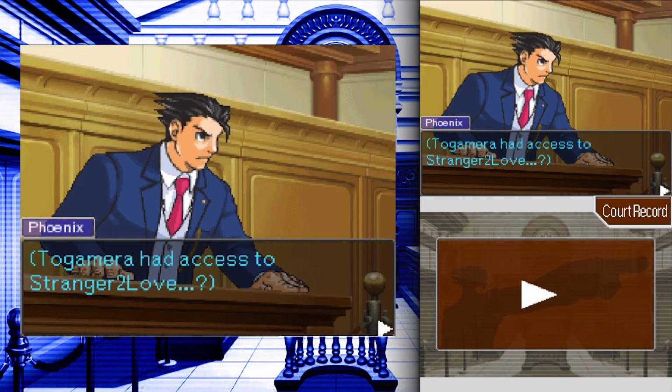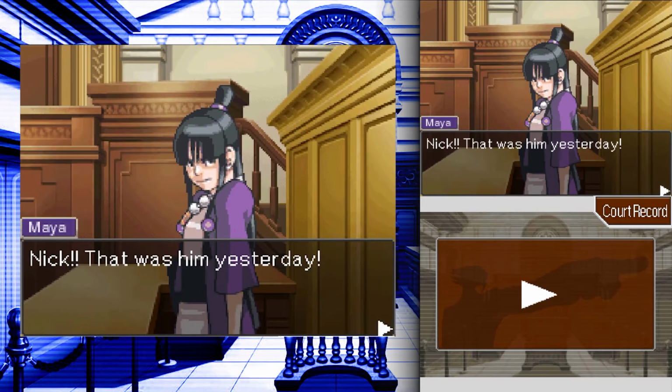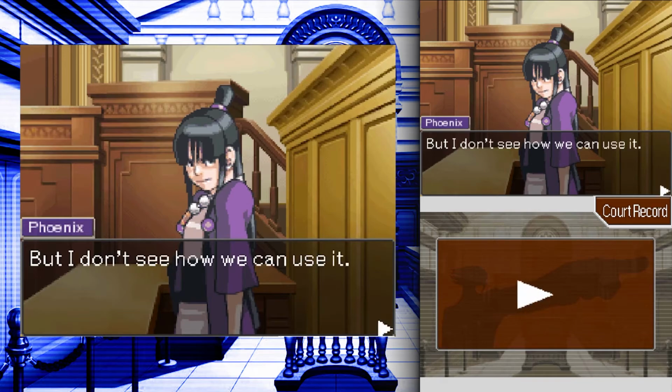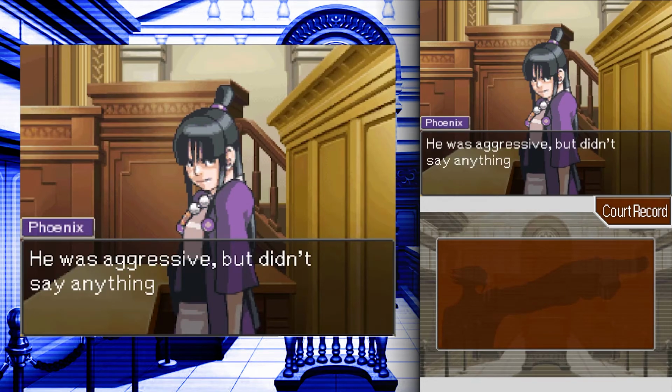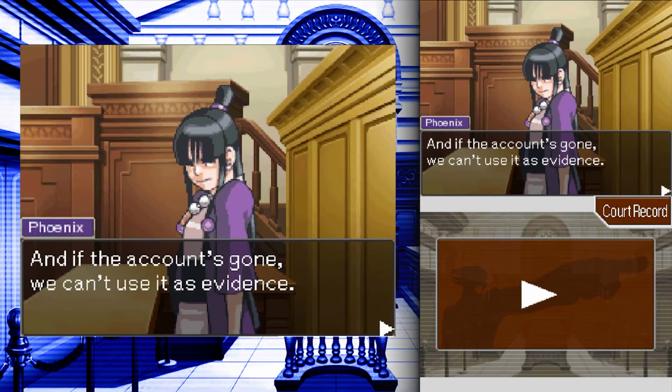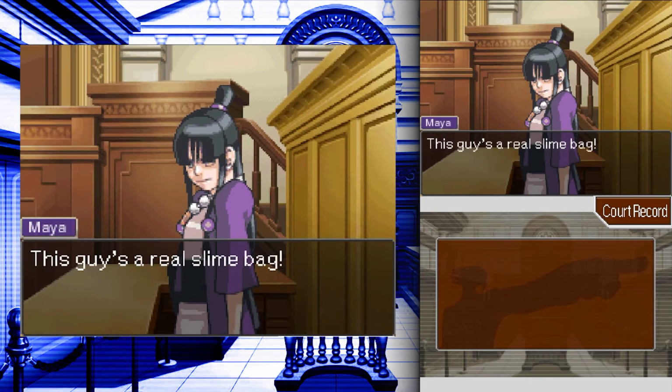Tuckermeyer had access to Stranger's love? Nick, that was him yesterday. He was the one threatening us. It was. I don't see how we can use it. But he was aggressive, but didn't say anything too incriminating. The account's gone. We can't use it as evidence. This guy's a real slime bag.